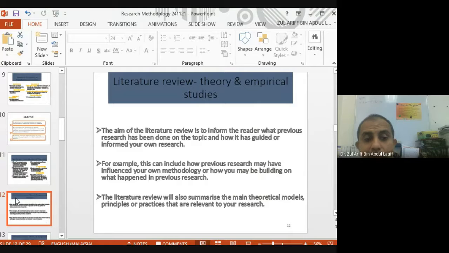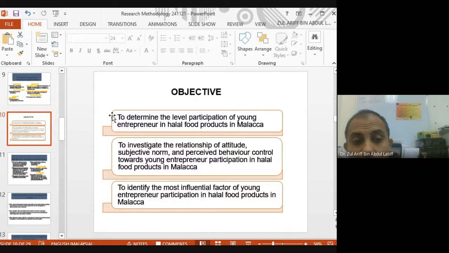Okay, the literature review. The aim of the literature review is to inform the reader what previous research has been done on the topic. So more or less, the LR is what answers our objectives. If we agree with these three objectives, this will be 2.1: the level of participation of young entrepreneurs in the halal food product market. So all relevant journals pertaining to this will go under 2.1 in the literature review.